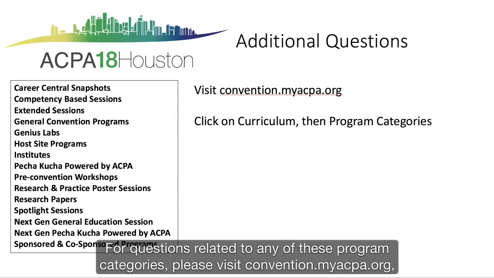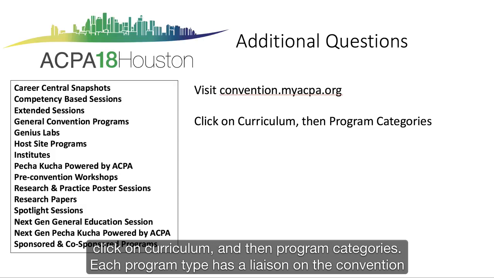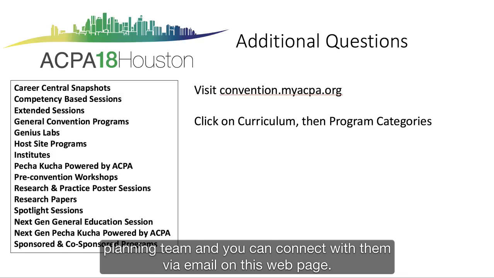For questions related to any of these program categories, please visit convention.myacpa.org, click on Curriculum, and then Program Categories. Each program type has a liaison on the convention planning team, and you can connect with them via email on this webpage.